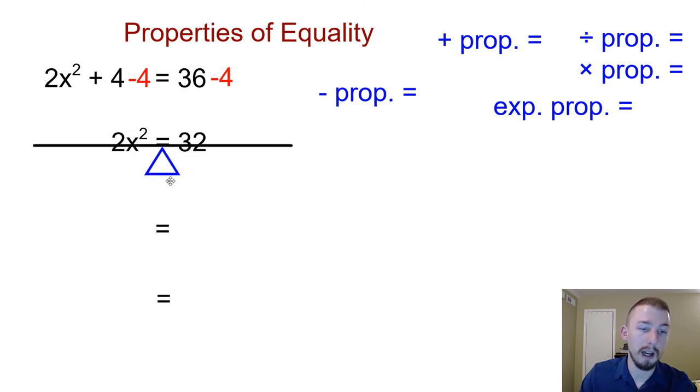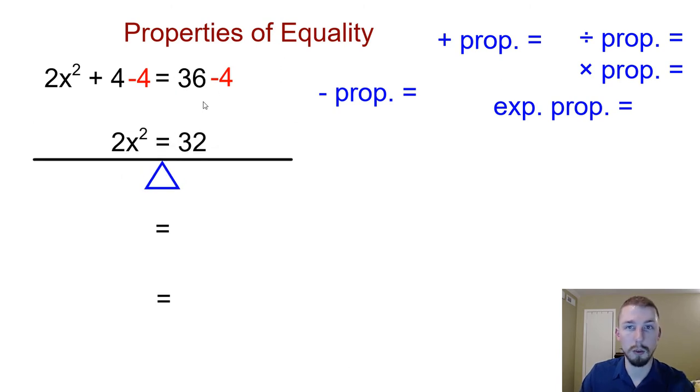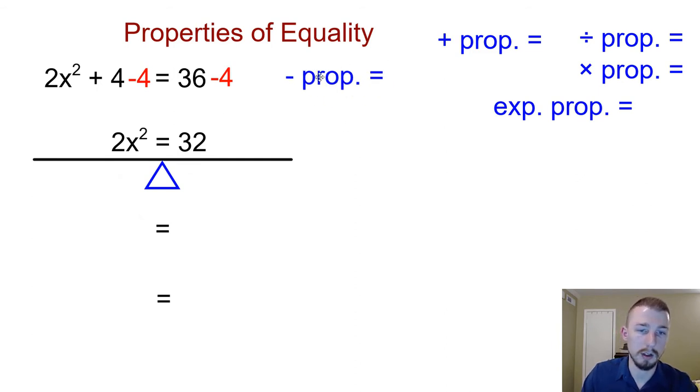Now this is still balanced because we just subtracted the same amount from both sides, so it's still balanced by the subtraction property of equality. So that was the first thing that we did. All right, now the next one is I have this 2x squared. I want to get rid of the 2.